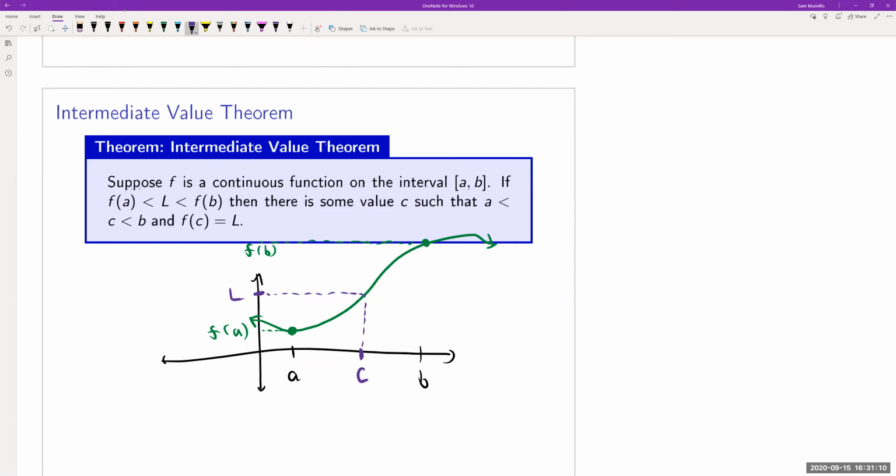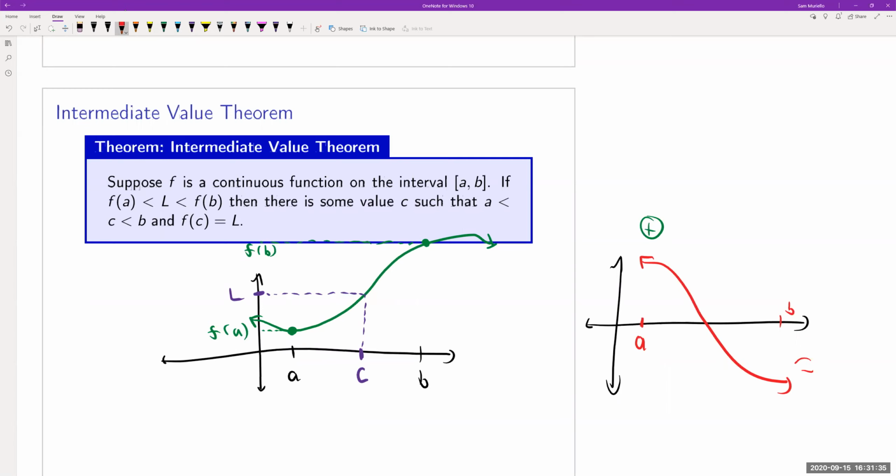Most frequently, what we're going to do is we're going to say that my function, for example, goes from positive to negative or negative to positive. When the function does this and changes from positive to negative, well, we know that 0 is between the positives and the negatives. So we know that somewhere in there, there's going to be a 0.